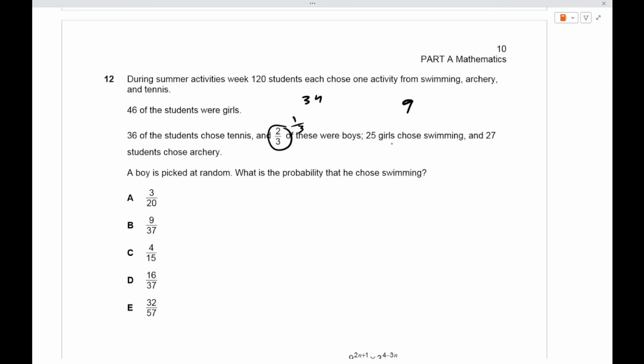You see, slip-ups can happen. You have to be careful. I did a slip-up here, but thankfully I caught it early, so I didn't lose much time. Okay, so you have 9, then you have 9 girls that do archery.